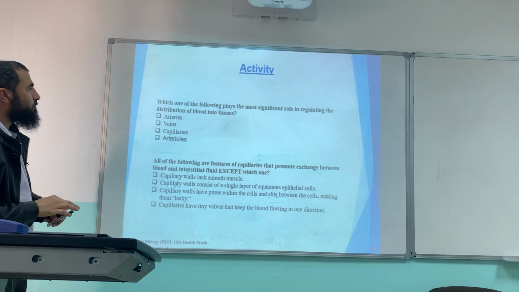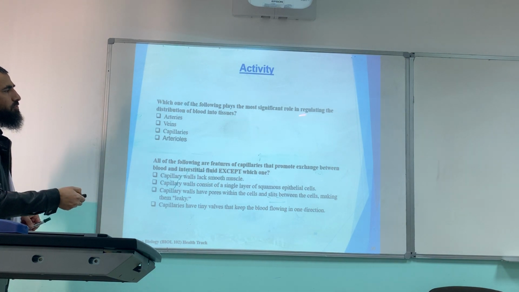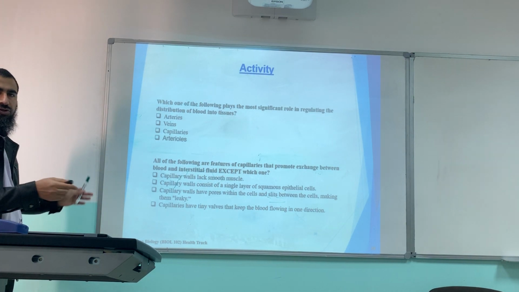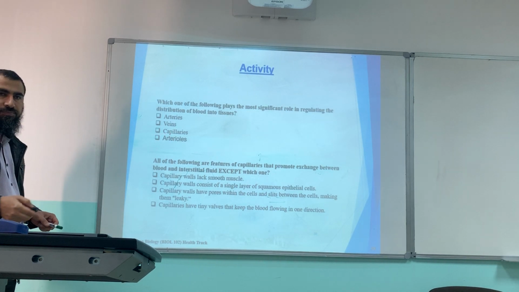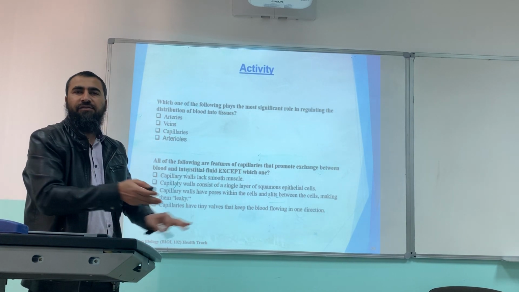So which of the following plays the most significant role in regulating the distribution of blood into the tissues? Capillaries. It's the capillaries, huh? Because we have capillaries everywhere in our body.